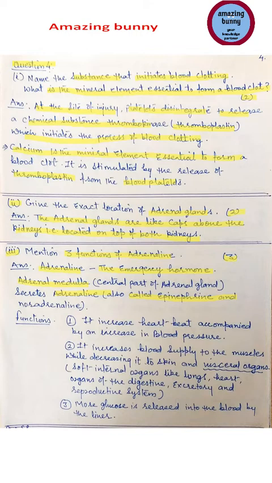Adrenaline increases heartbeat, accompanied by an increase in blood pressure. It increases blood supply to the muscles while decreasing it to the skin and visceral organs. Visceral organs are soft internal organs like the lungs, heart, organs of the digestive system, excretory system and reproductive system. Now, one more function of adrenaline is that more glucose is released into the body by the liver.